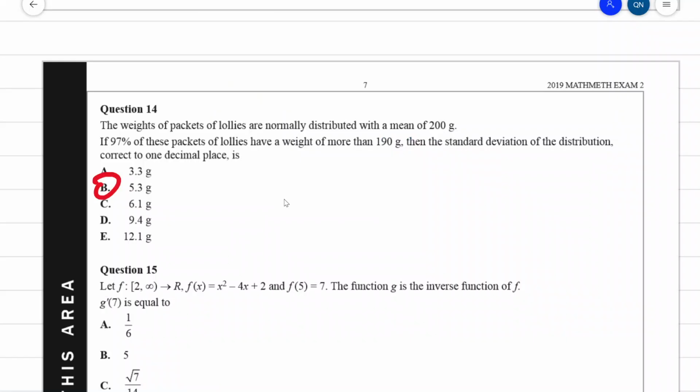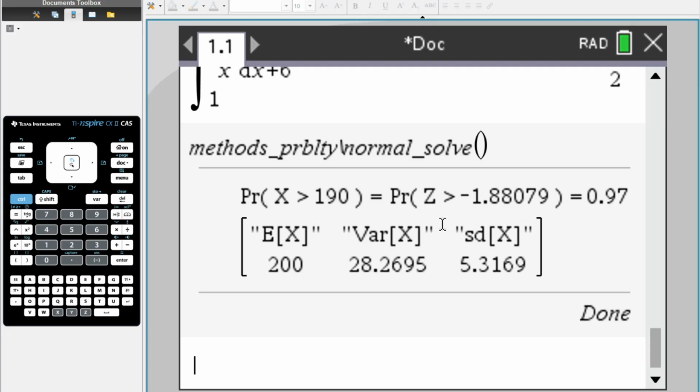Now, if you don't have the programs, what you'd need to do is write the probability that your random variable X, which is normally distributed, is greater than 190. This is equal to 0.97. What you need to do is standardize from here, because there are some unknown parameters in this X and you want to move them to the other side. So standardizing gives you Z greater than (190 minus mu, which is 200) divided by sigma.